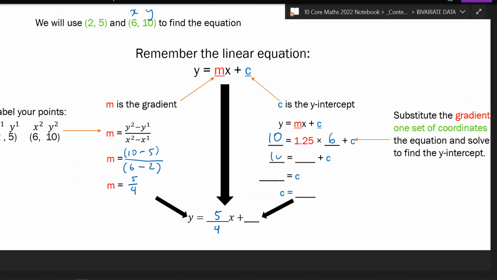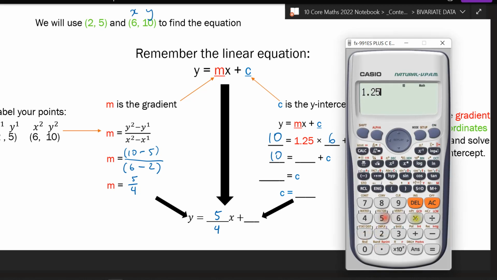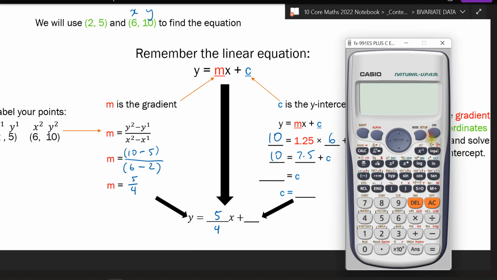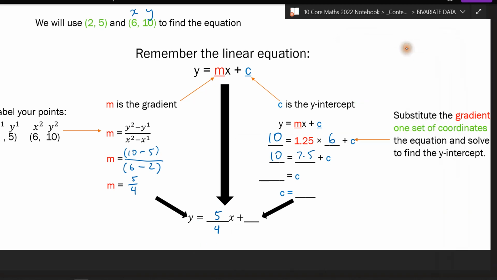So 10, 1.25 times 6, I don't know that off the top of my head. 1.25 times 6 is 7.5. Why is it 1.25? Because it's the gradient. It's the same as 5 over 4 on my calculator. 5 over 4 also equals 1.25. So you can use either one. Doesn't really matter. So we're up to now finding c.